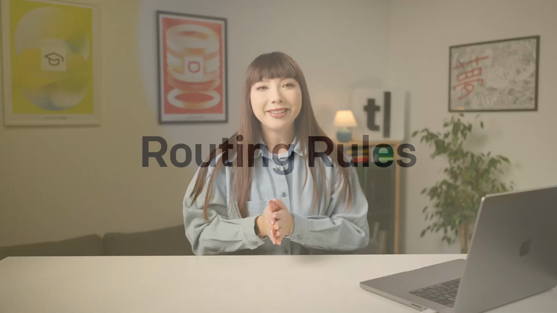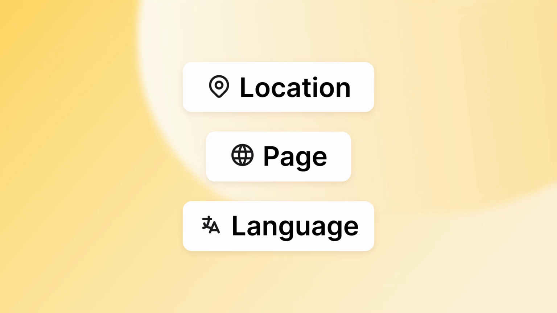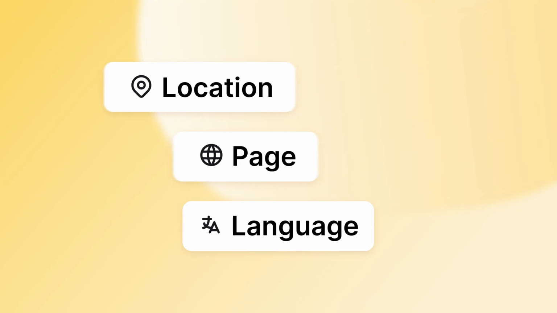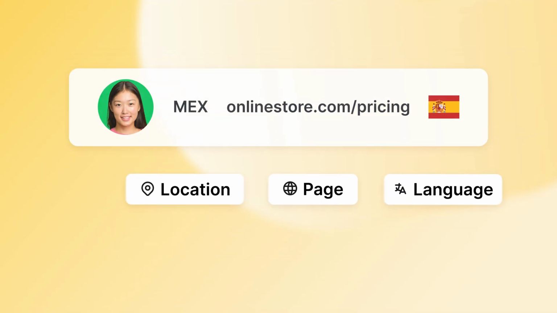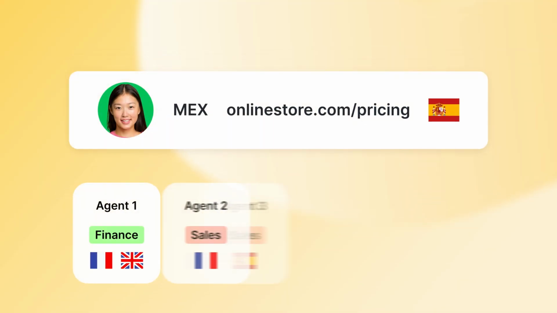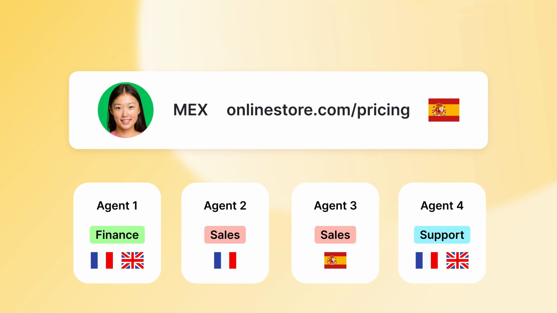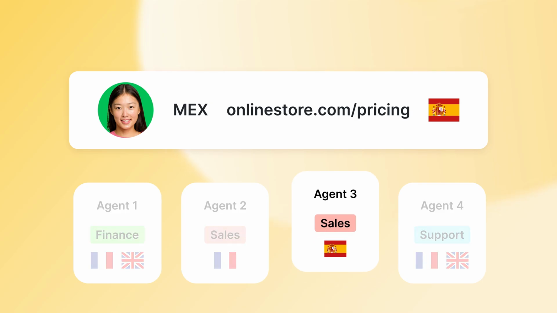Next, routing rules. Routing rules help you automatically assign incoming chats to specific groups of agents based on set criteria, like the customer's location or the page or the domain they're on. It's like having a traffic controller for your chats, making sure every conversation lands in the right hands. It also keeps things organized for your team, so no one gets overwhelmed with conversations they're not meant to handle.